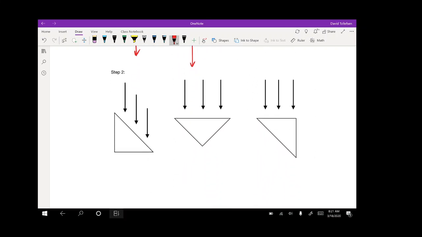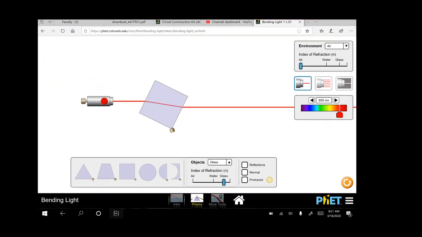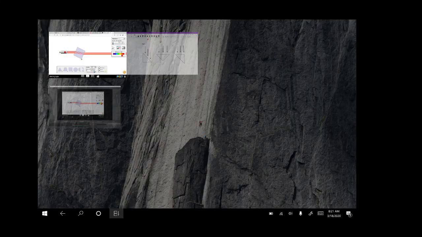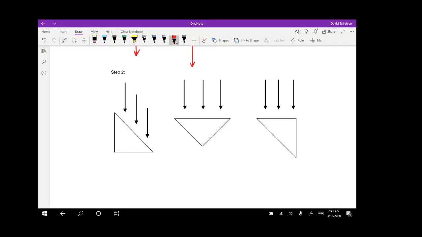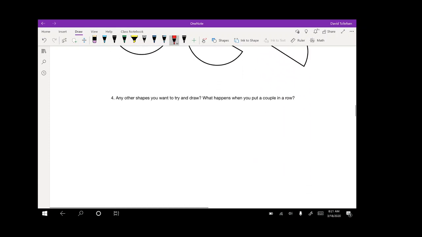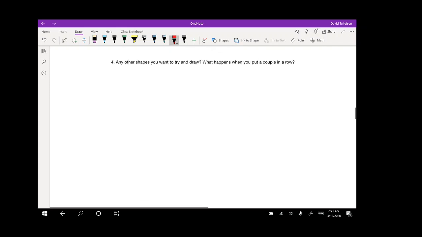Change shapes. You have a triangle. This is a right triangle. I think they have an equilateral in here. Use the equilateral. That's fine. So just copy what you see the light rays doing. You can do multiple beams as you see fit. You can even change the color of the beams. You can change the environment that it's in. So you can put multiple ones together. So step 3, use the glass semicircle. And then step 4, try to put multiple shapes together. Like, what sort of pattern can you make? Kind of like send the laser in all different directions.